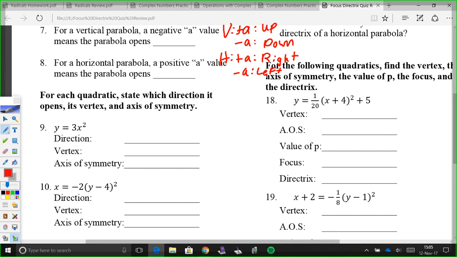So number 7 and 8 go directly off of that. For number 7, a vertical parabola with a negative a value means that this would open down. For number 8, again, this is just looking at your notes: a horizontal parabola with a positive a value means it would open right. Again, somewhere in your notes that information exists. Okay?